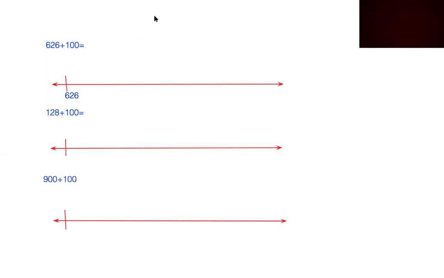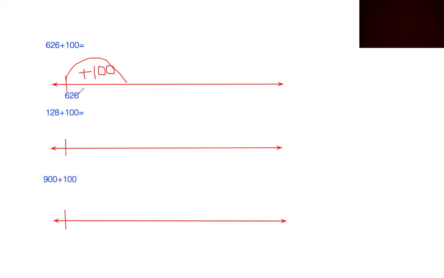How big does our hop need to be? 100. And remember, you must put which hop you're doing so you do not forget. You don't want to be jumping and adding 10 when you really need to add 100. Or you don't want to add 100 when you really need to be adding 10. So 626 plus 100.